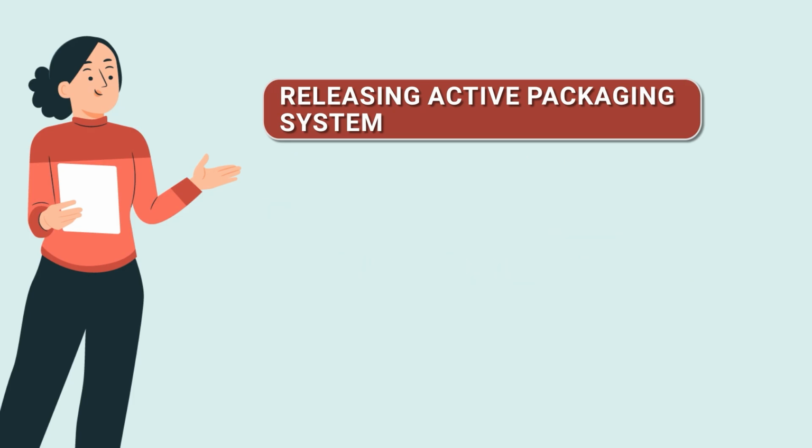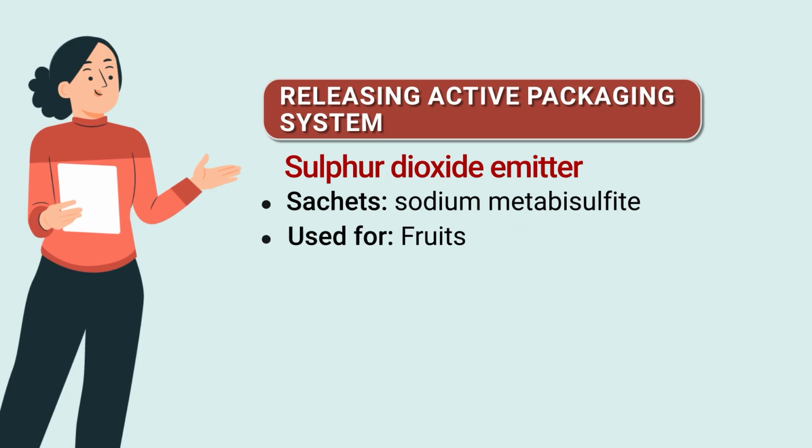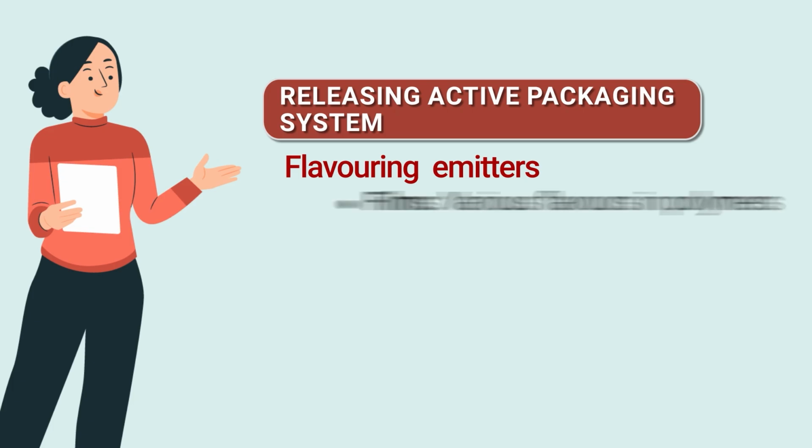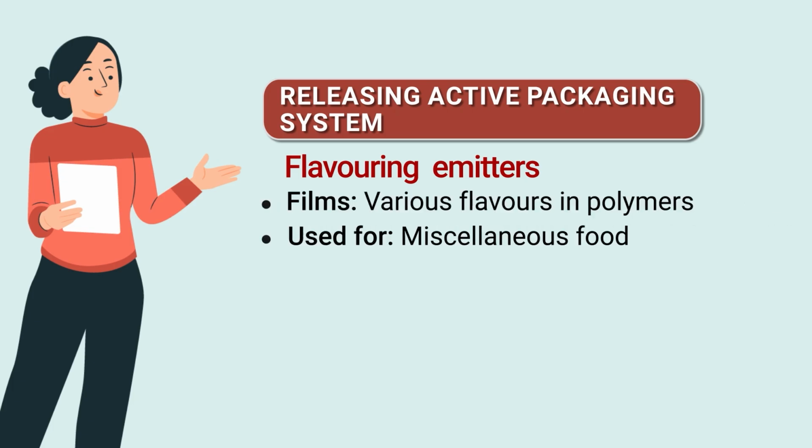We can similarly use sulfur dioxide emitters for extending the shelf life of the product. We can use the chemical sodium metabisulfite in the form of sachets for fruits. We can also use antioxidant releasers. You know that there is a chance of oxidation of the fats and oils present in the food. Just to prevent that, we can add antioxidant releasers to the package, which can be used in the form of films. So we can add BHA or BHT or tocopherol for products like dried and fat containing food. We can also add some desirable flavors to the product through its packaging material or packaging environment. So we can use flavoring emitters and flavors in polymers for miscellaneous food.